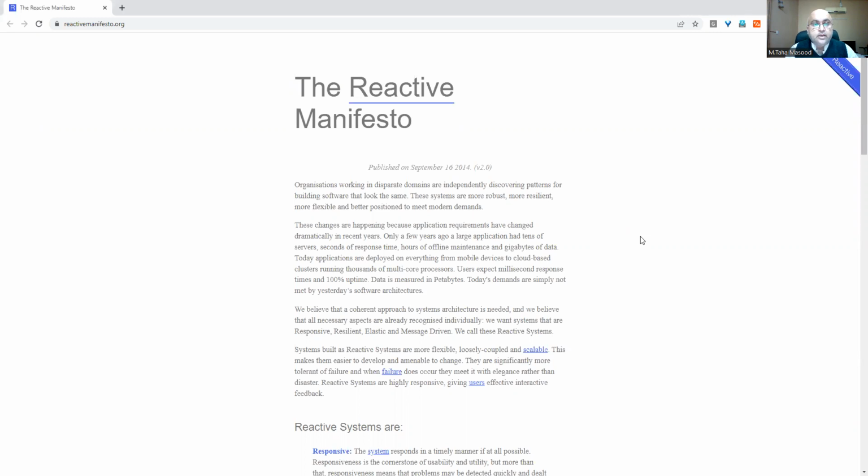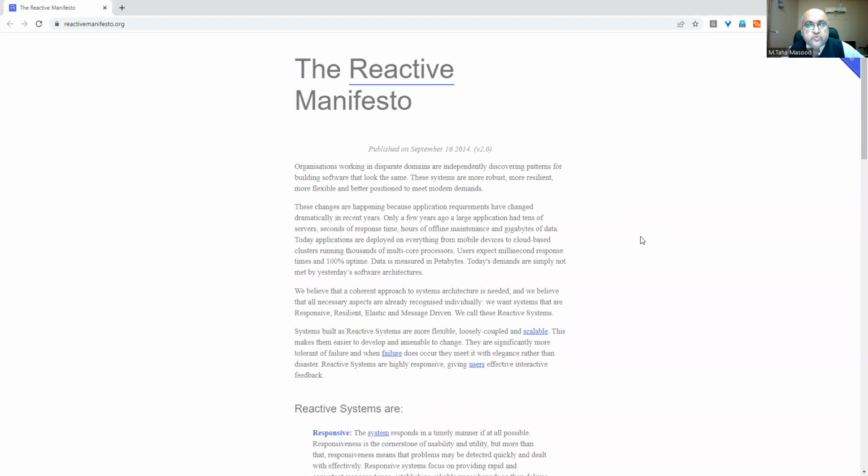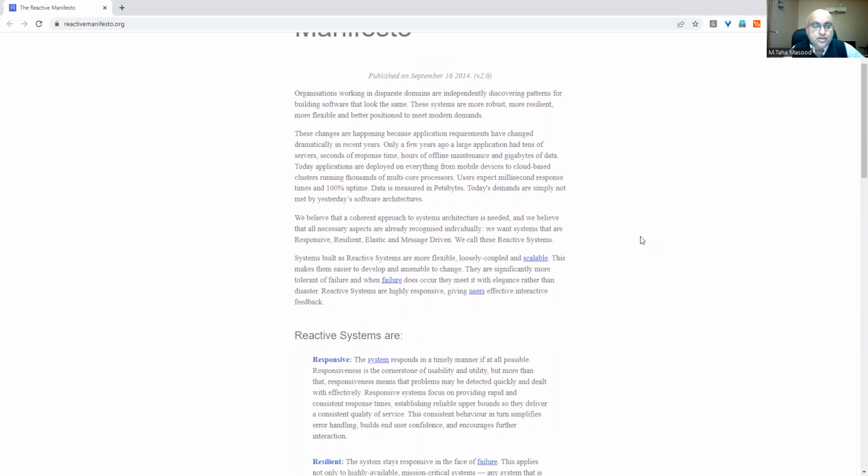Hi, folks. Today we'll have a look at the Reactive Manifesto. So, Reactive Manifesto. Let's see the details as we look into it. Basically, what it argues for is that software should be written following certain patterns, following certain best practices, and so on.